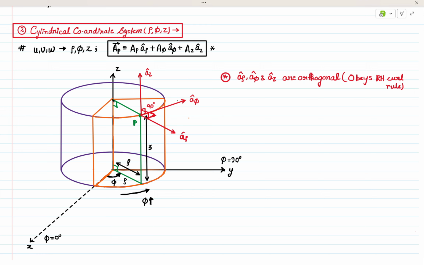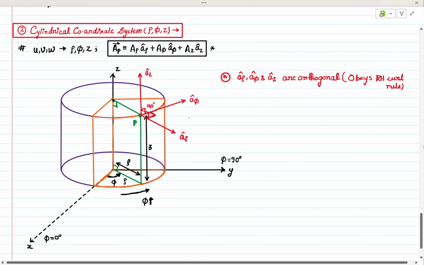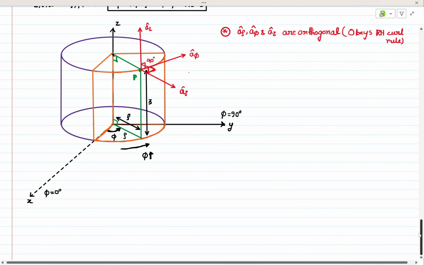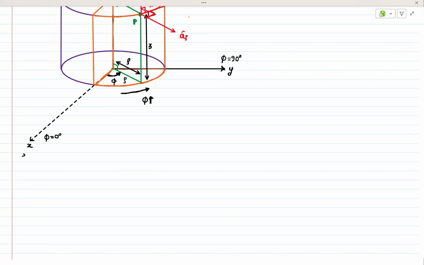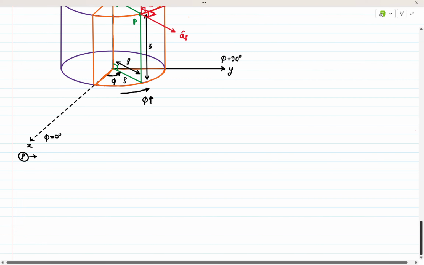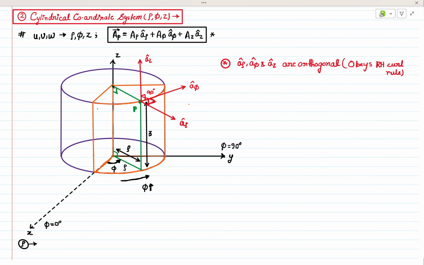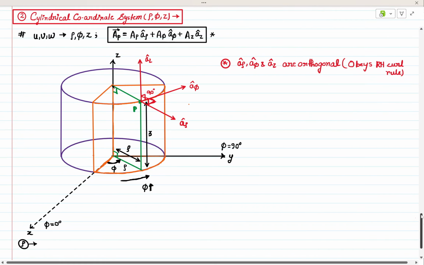Now let me discuss the parameters rho, phi and z in detail, just like how we discussed x, y and z. So first let us see what the rho is. Rho is very simple. You can see that the perpendicular distance from the z axis to the point P is nothing but the rho. So that's why I am writing here rho.